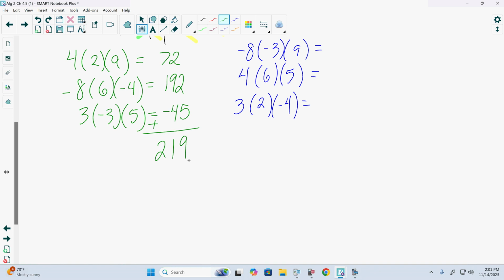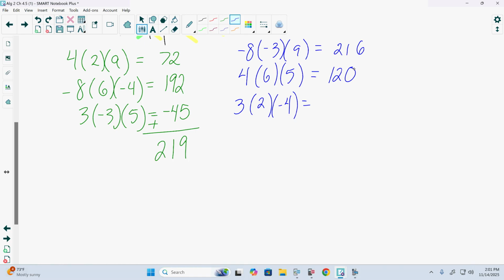We're going to do the other side. Negative 8 times negative 3 times 9, 24. 24 times 9, 216. Yep. Then 4 times 6 times 5, because normally we'd say 4 times 6, but 5 times 6 is 30. 30 times 4 is 120.